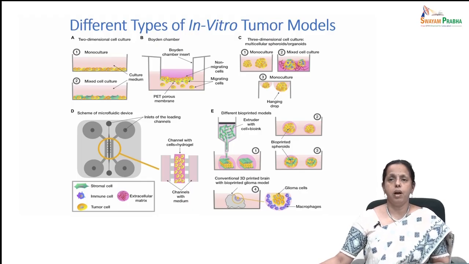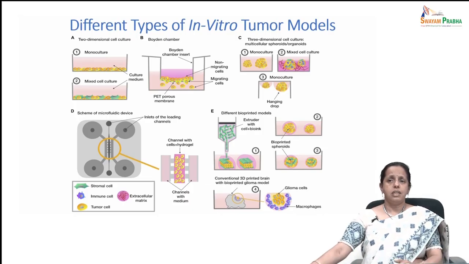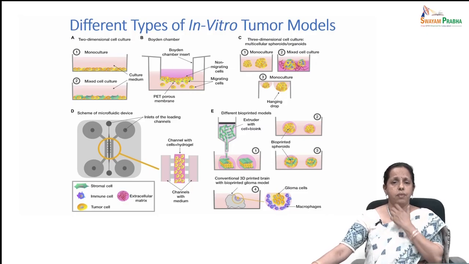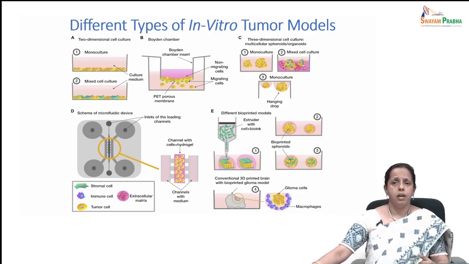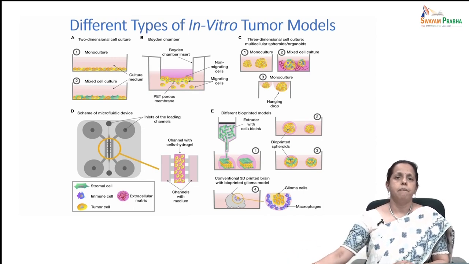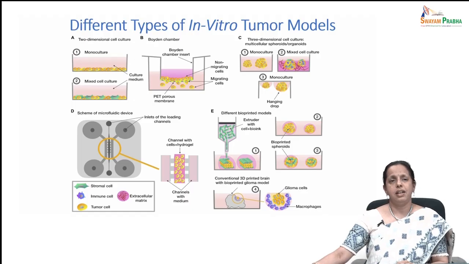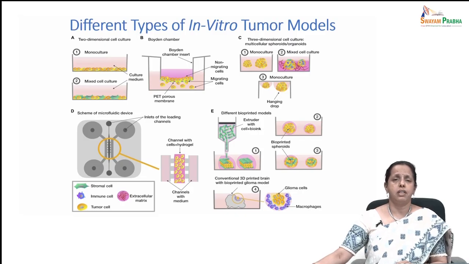A tumor stroma model based on the co-cultivation of several cells on an extracellular matrix is completely an organoid-based model. This scheme of a microfluidic system evaluates the invasive potential of tumor cells, where different types of in vitro tumor models are generated. As we have clearly seen, monoculture is a single type, and here we can have a mixed culture, and a Boyden chamber insert, where two different cell types are separated by a culture insert, and there is exchange of nutrients because they share the same medium. The non-migrating cells are placed on the top and the migrating cells below.